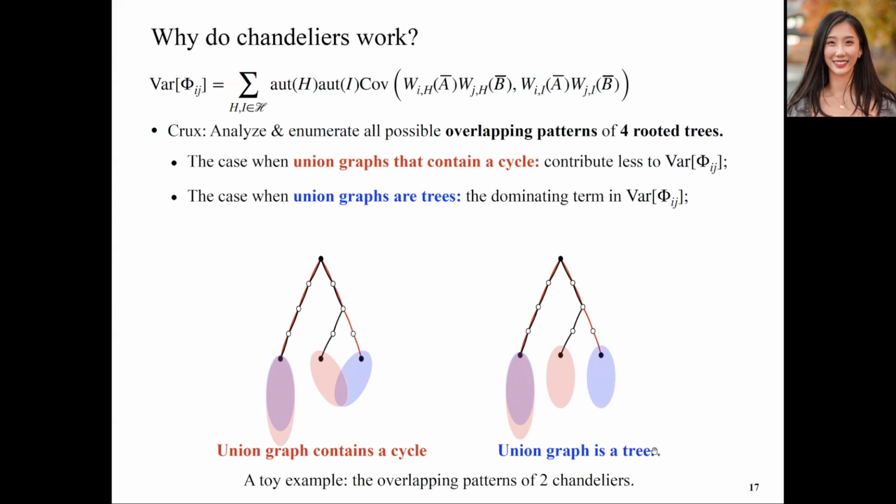This is just a toy illustration showing that we need to control the case when the union graphs are trees. Because of the special structure of the chandeliers, once they overlap with each other and the branches touch each other, once the branches spread out, the bulbs cannot touch each other, so that the overall union graphs are trees. And having the special structure of chandeliers, we can have our analysis go through.